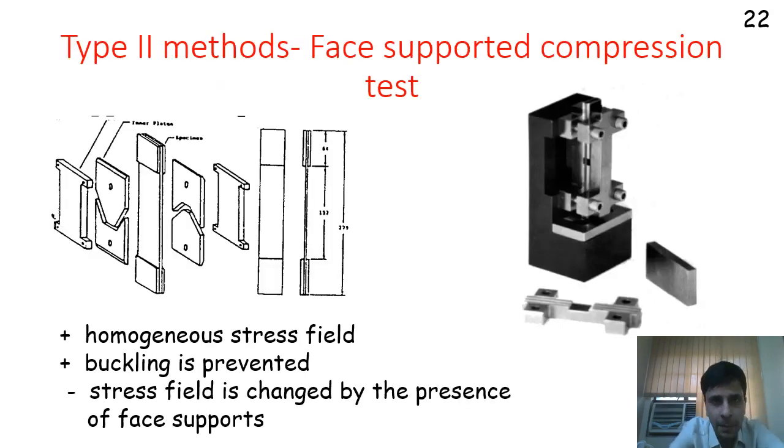Type 2 test, where you apply some sort of support. So instead of using a slender specimen as my test specimen, I apply supports at 2 edges. So we apply a load like this. If the specimen starts to buckle, the supports at the 2 faces will not allow it to buckle. The good thing is a homogeneous stress field is there and buckling is prevented, but as soon as there is onset of buckling, which these face supports will stop, there is a change in the stress field. So again, the strength values are not expected to be very reliable by this method.